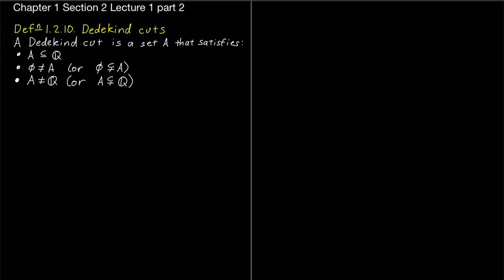So a Dedekind cut is a non-empty proper subset of the rational numbers. It has to have the following two more things be true about it. If B is an element of A, and if A is less than B, and A is in Q, then A is in A.